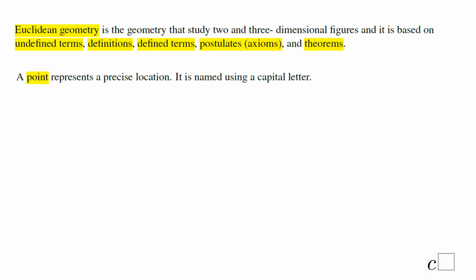Let's start with the first thing, where we have a point. A point represents a location, a precise location, like this one here. You see, this is point A. We name it using capital letters.